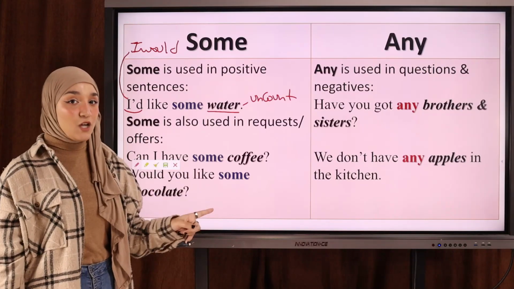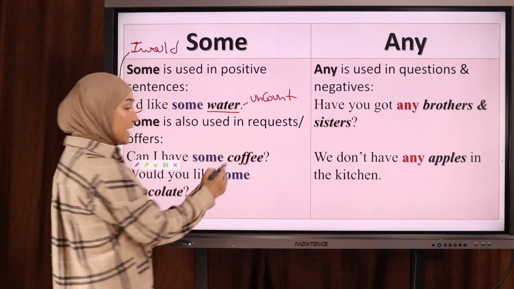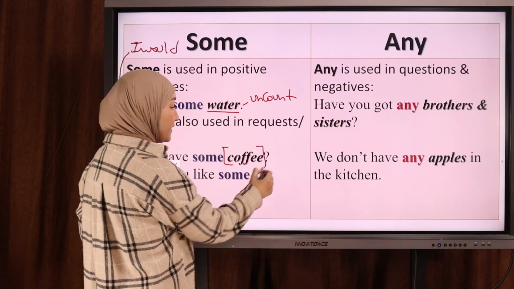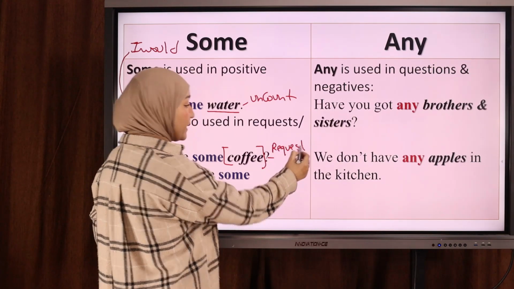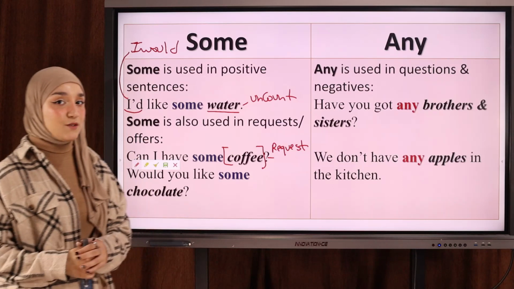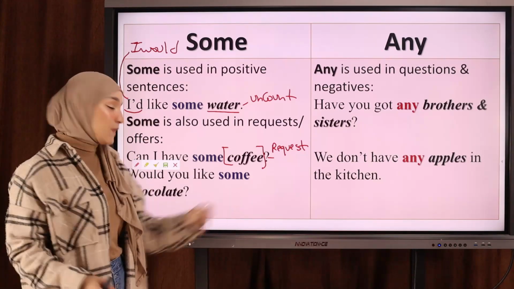Can I have some coffee? هل يمكنني أن أحصل على بعض القهوة? So can I have some coffee? This is a request. هذا طلب, okay. Can I have some coffee please? هذا طلب. A polite request, okay. طلب. أنا أطلب بعض القهوة.